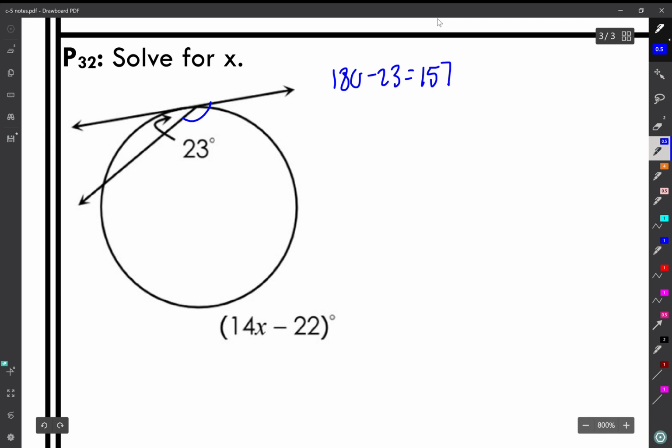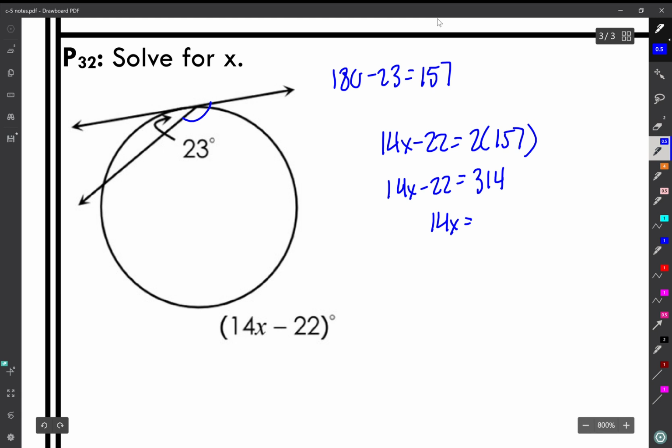So I know that 2 times this number will give me my arc measure. So 14x minus 22 is equal to 2 times whatever that 157 is. Because that's our angle, we want this to represent our arc. So 2 times 157 is 314. That's equal to the 14x minus 22. And we'll add 22 to both sides. So it gives you 336. And then dividing both sides by 14, you get that x is equal to 24.